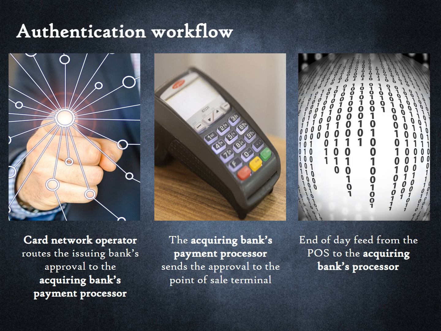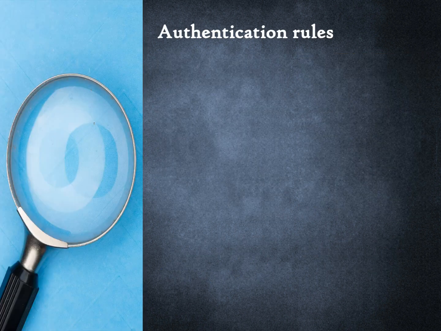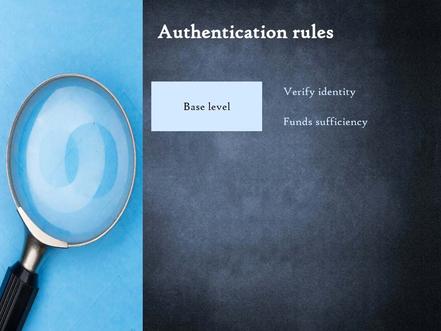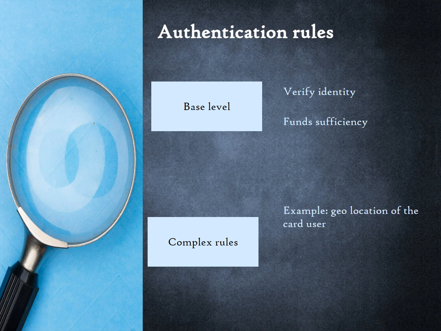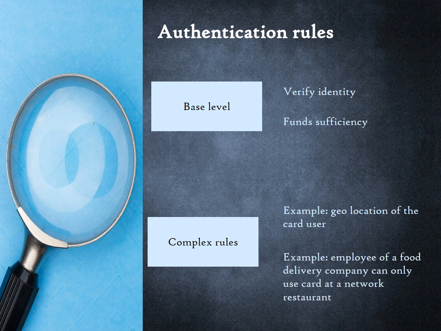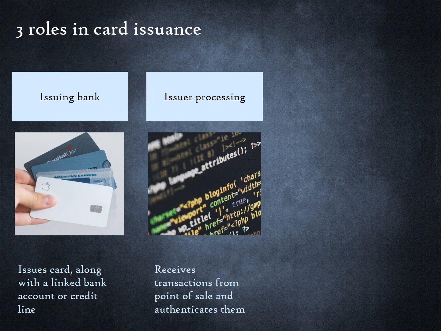The end-of-day file forms the basis of funds transfer from the issuing bank to the acquiring bank and finally to the merchant. So far, we have touched upon the base levels of authentication, like verifying the identity of the payer and checking for sufficient funds. But card authentication can involve more complex rules. For instance, checking the geographic location from which a card is being used for fraud detection. Or ensuring that a food delivery employee can only use the card to pay for food pickup at network restaurants. Historically, card issuers were authenticating incoming transactions. However, as the need for more complex authentication rules emerges, these two activities are getting decoupled.